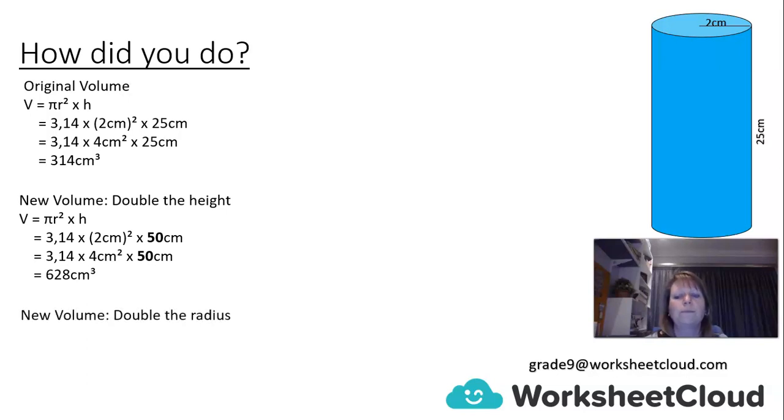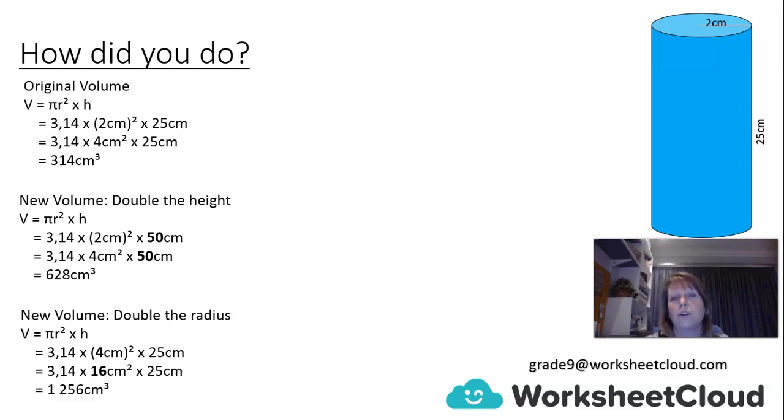Okay, now we're going to double the radius, and the radius is 2 centimeters, so we now have 4 centimeters. Sorry, it's 2 centimeters. We're now going to square 4 centimeters. Okay, and we've got 3.14 times 4 centimeters all squared times 25. We end up with 3.14 times 16 centimeters squared times 25, and our answer of 1,256 centimeters cubed.